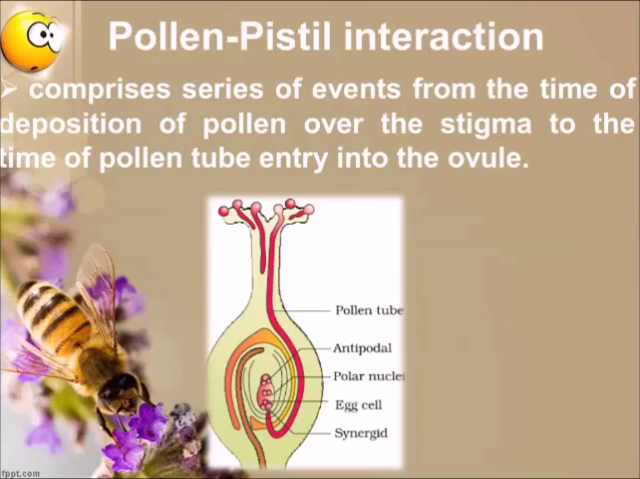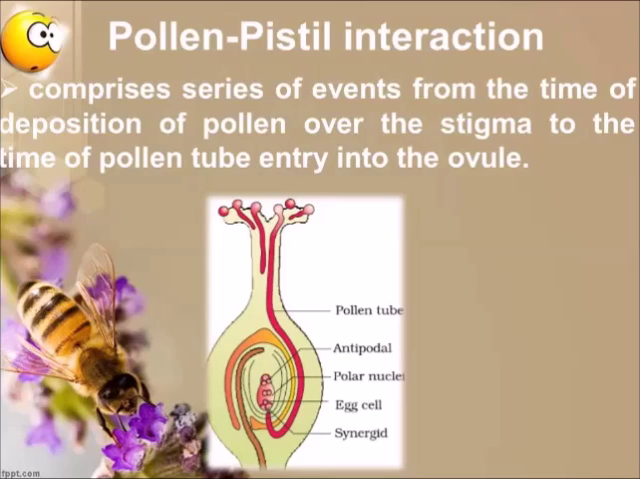Now, let's move on to another interesting point, pollen-pistil interaction and its role. Pollen-pistil interaction primarily comprises a series of events from the time of pollen deposition over the stigma to the time of pollen tube entry into the ovule. In this figure, you can see the deposition of pollen grains on the stigma and the course of the growth of the pollen tube into the ovule.